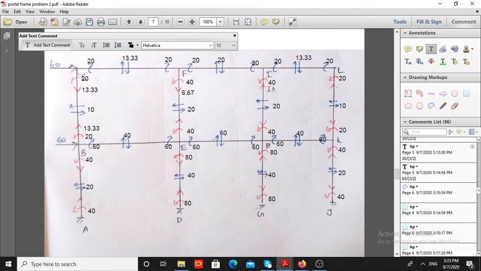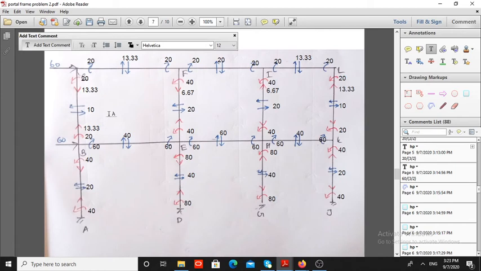Similarly here 13.33, this is at the junction B. Here the column axial force is 13.33 upward, here 40 upward. So here I have to add 53.33 downward. Same value is also here, 53.33.